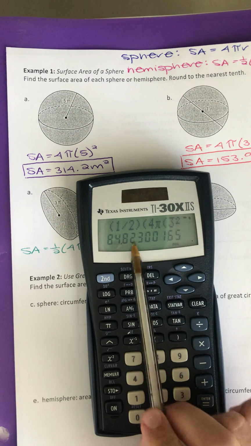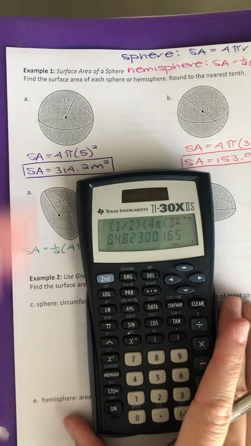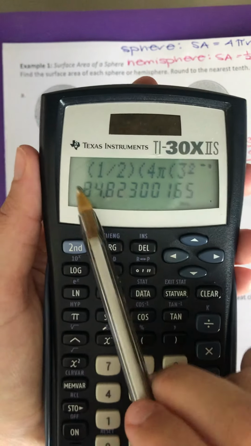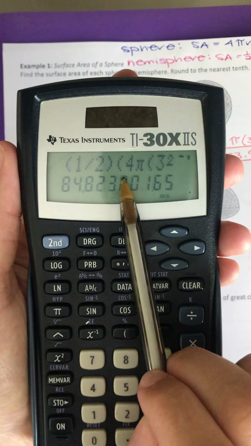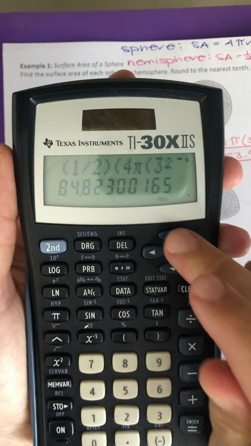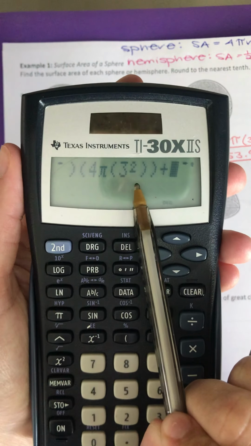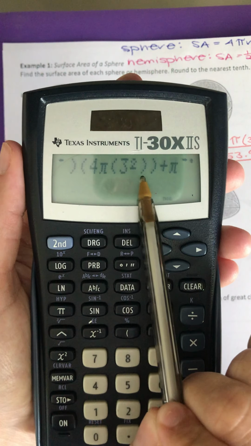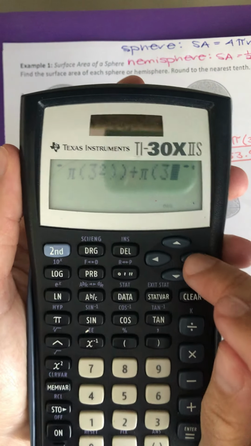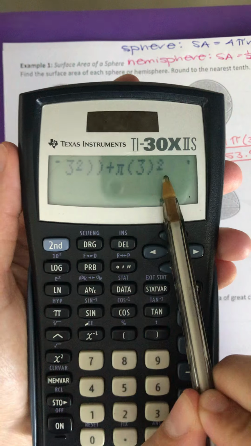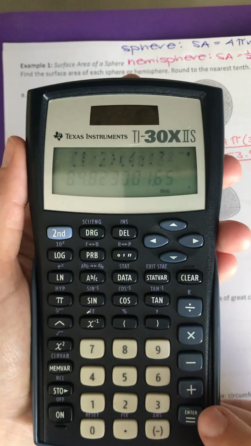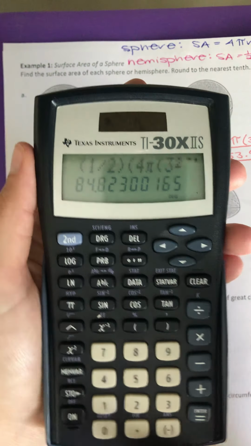And we get 84.8. So again, I'll show you how I put that in my calculator. 1/2, put in parentheses, 4 pi, slide over, times 3 squared. I close that parenthesis and that parenthesis, plus pi times 3 squared. And I got 84.8.